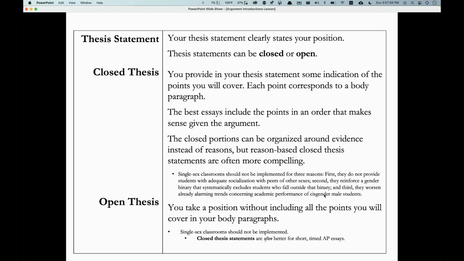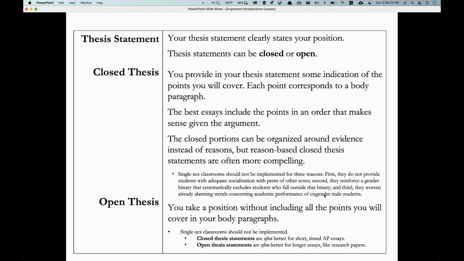I think they're better. It just makes it so clear for your reader exactly what you plan to argue and the order in which you plan to argue it. So in particular, they're better for short-timed AP essays because by the time you're done with your introduction, it's abundantly clear to you what you're going to argue. And then at that point, you just need to put together all the little paragraph quote sandwiches and make sure that you find evidence to support your claims.